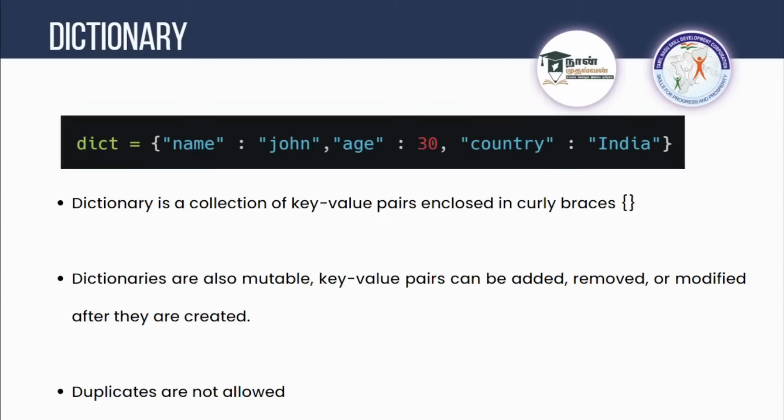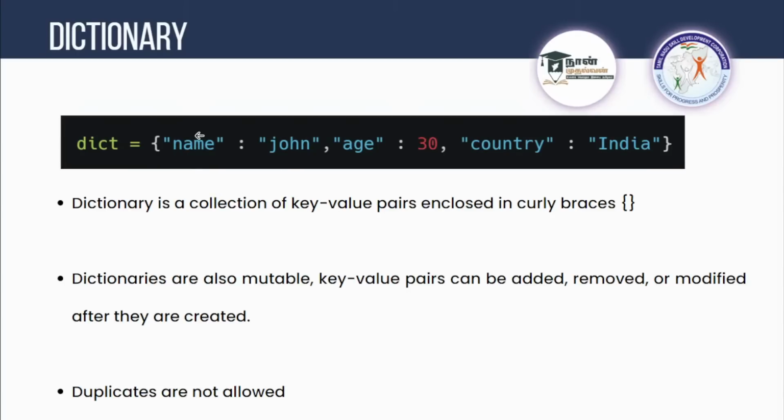Okay, so we'll start. What is a dictionary? This is also a collection of items enclosed inside curly braces. It is also inside curly braces, but it is not a set, it is a dictionary. A dictionary is a collection of key and value pairs enclosed in curly braces. So for a key we will be having a value.